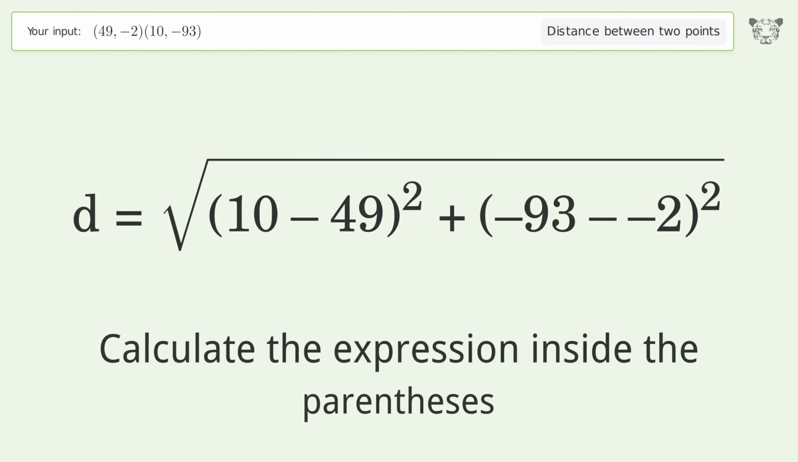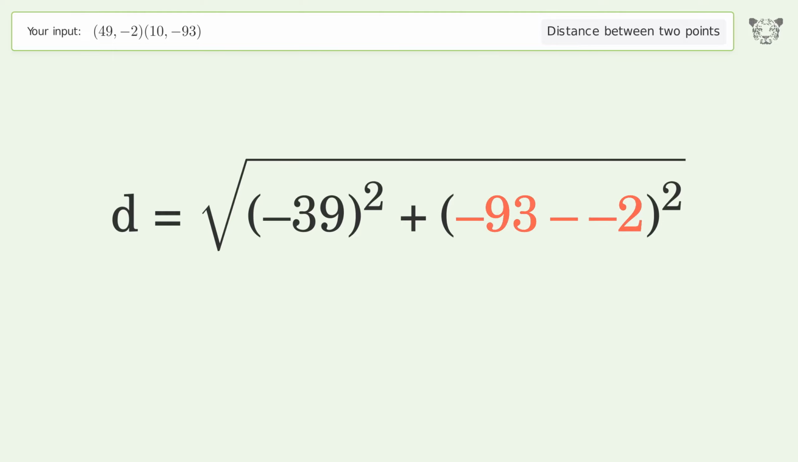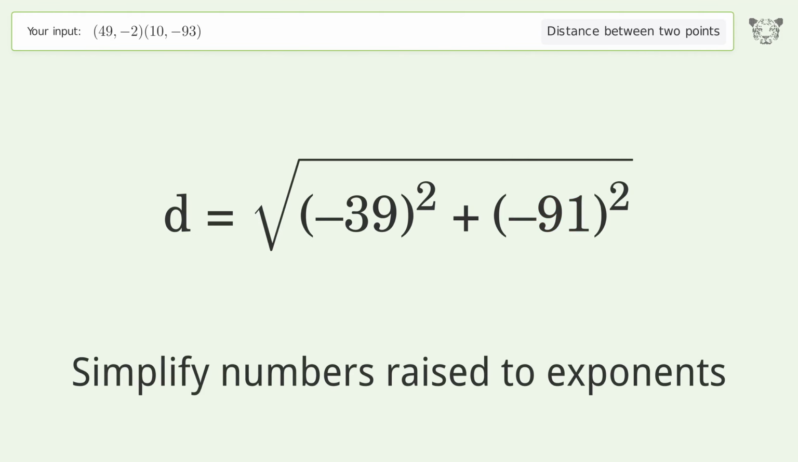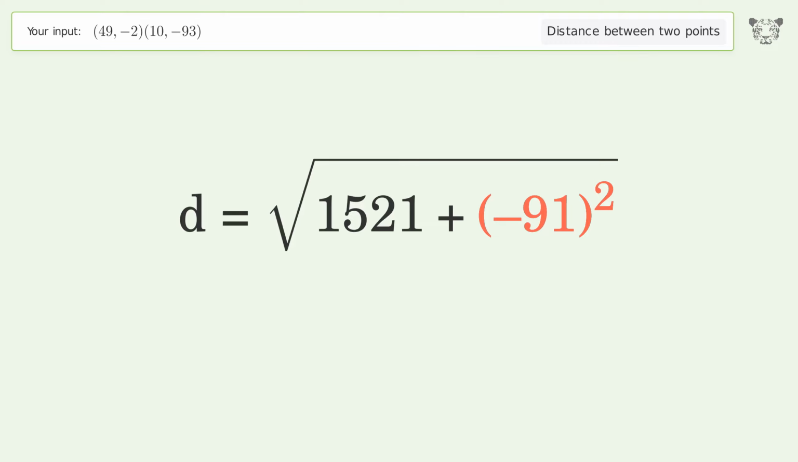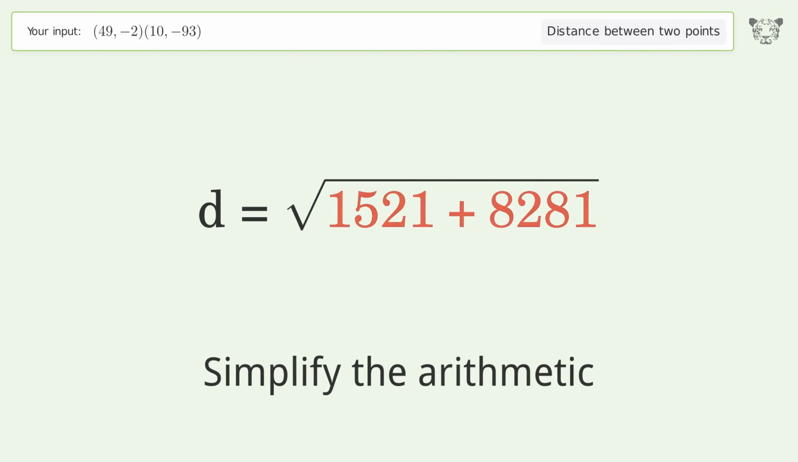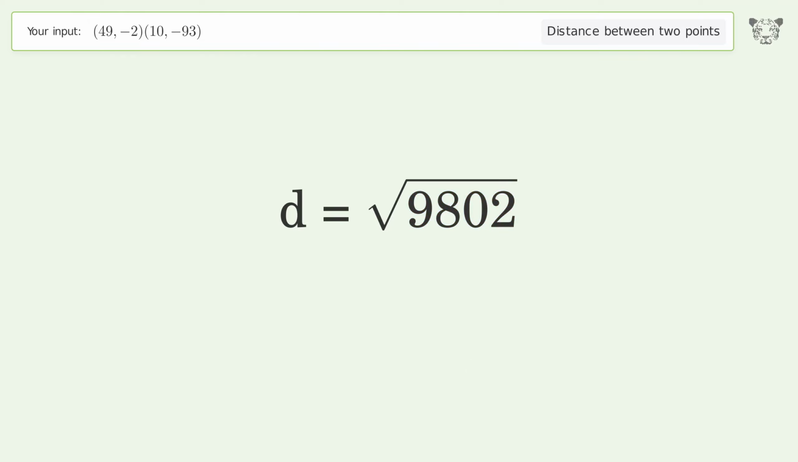Calculate the expression inside the parentheses. Simplify numbers raised to exponents. Simplify the arithmetic. And so the distance between the 2 points is the square root of 9,802, or 99.005.